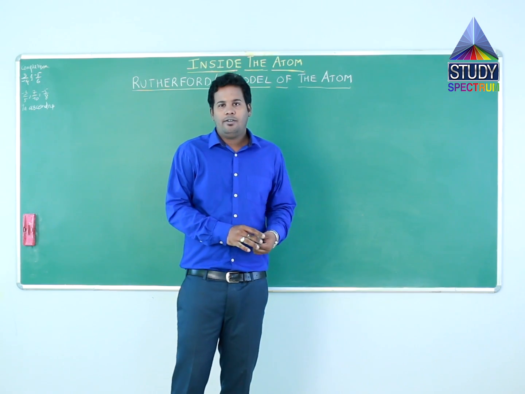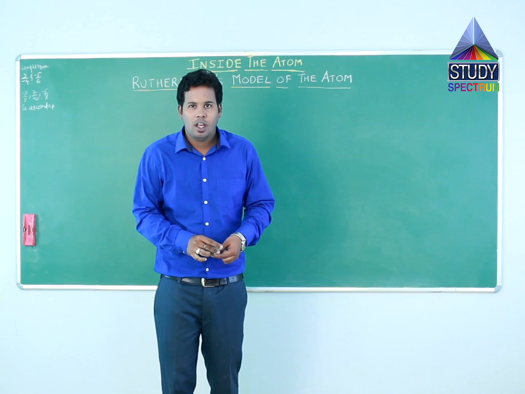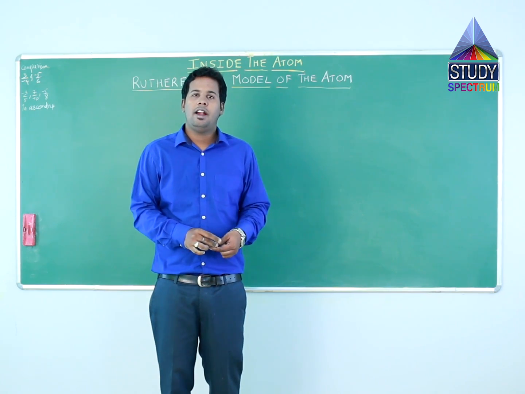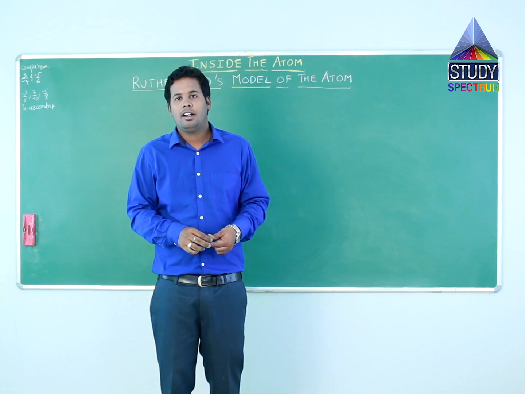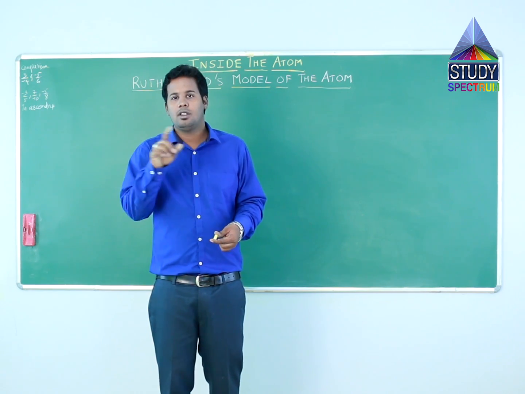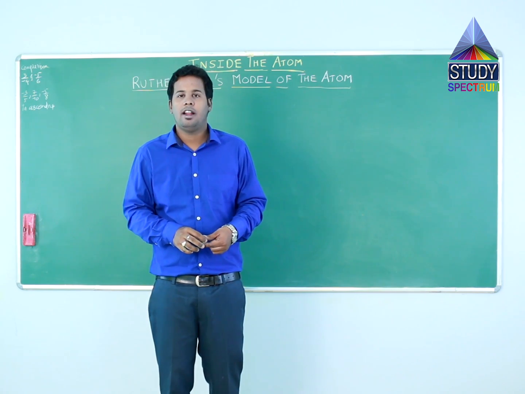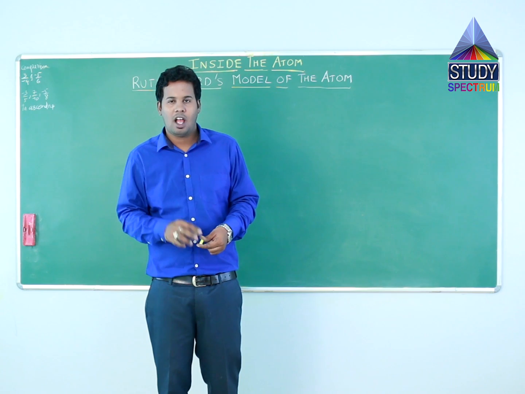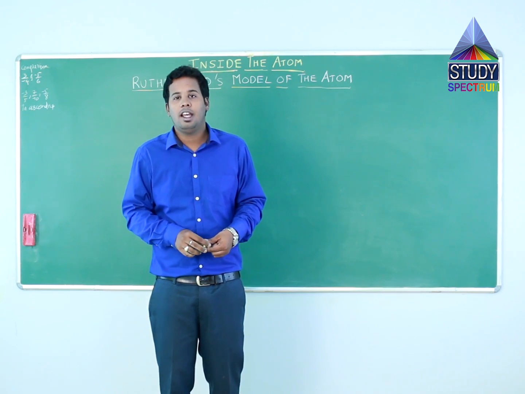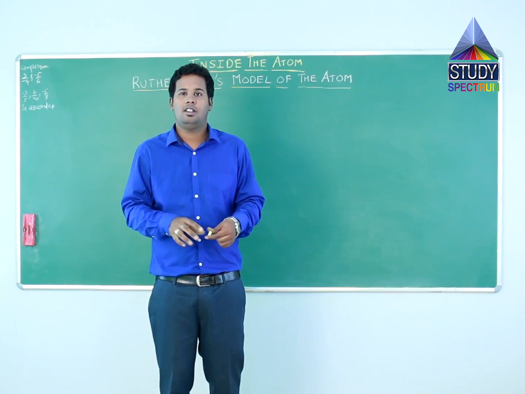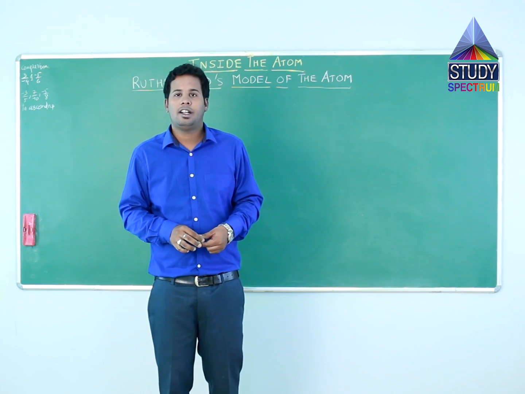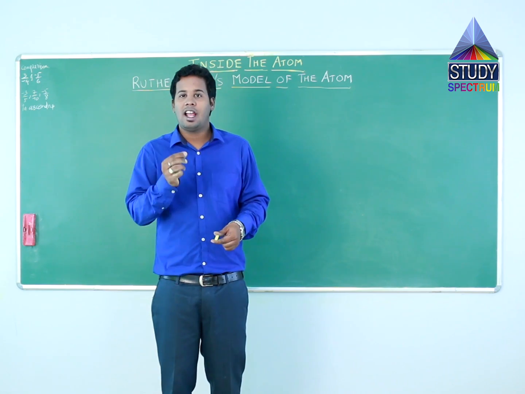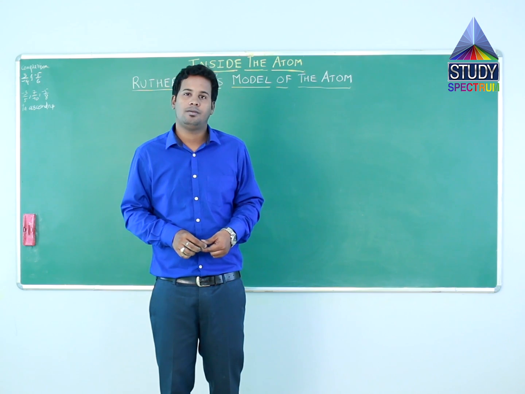Now, after Thomson, who gave his plum pudding model and split the atom, telling us that the atom is a gel-like positive sphere with electrons embedded in it, came Rutherford with his students, and in 1911 he demonstrated that the atom contains a tiny massive nucleus.